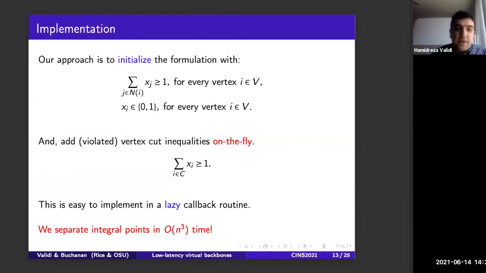As I mentioned, we initialize our formulation with some constraints like this. For every vertex, we say that the neighbors of that vertex form a cut, and we start with this formulation. Then we add these constraints on the fly. The point is that we can separate the integral points in polynomial time, regardless of what S is. So in the branch and bound nodes, we find the cut C just for the integer points.